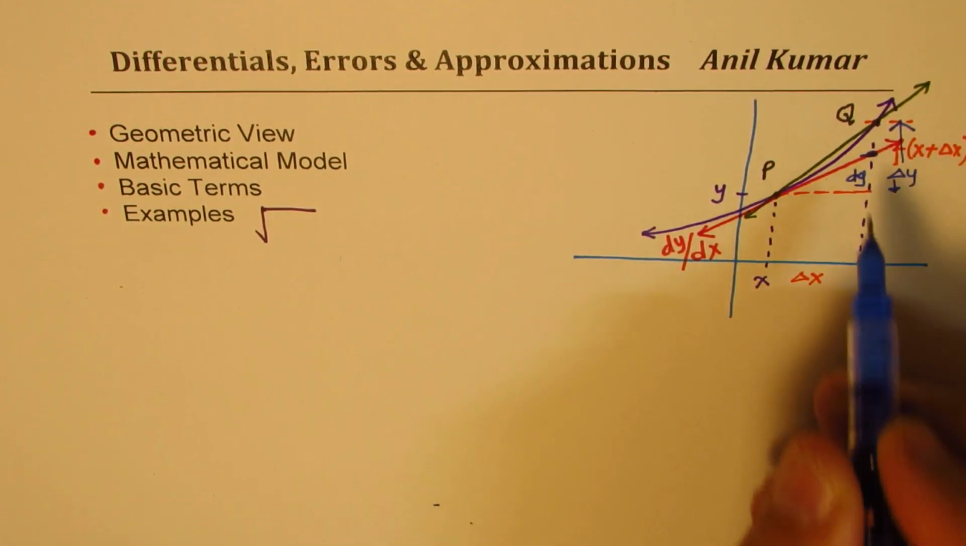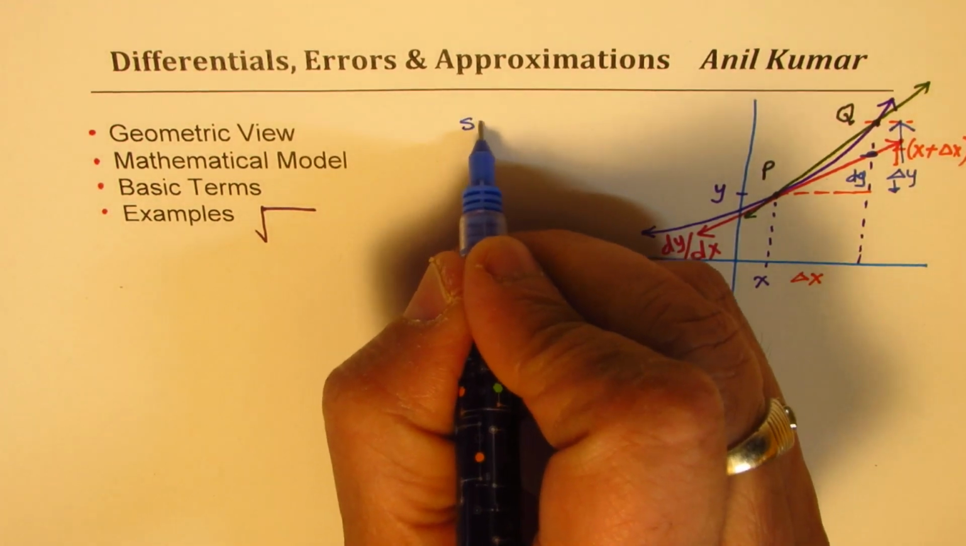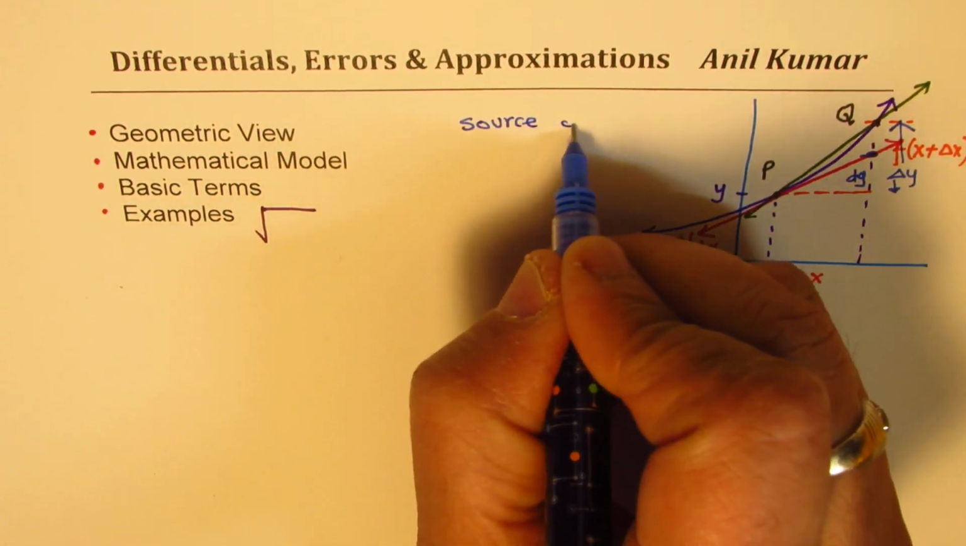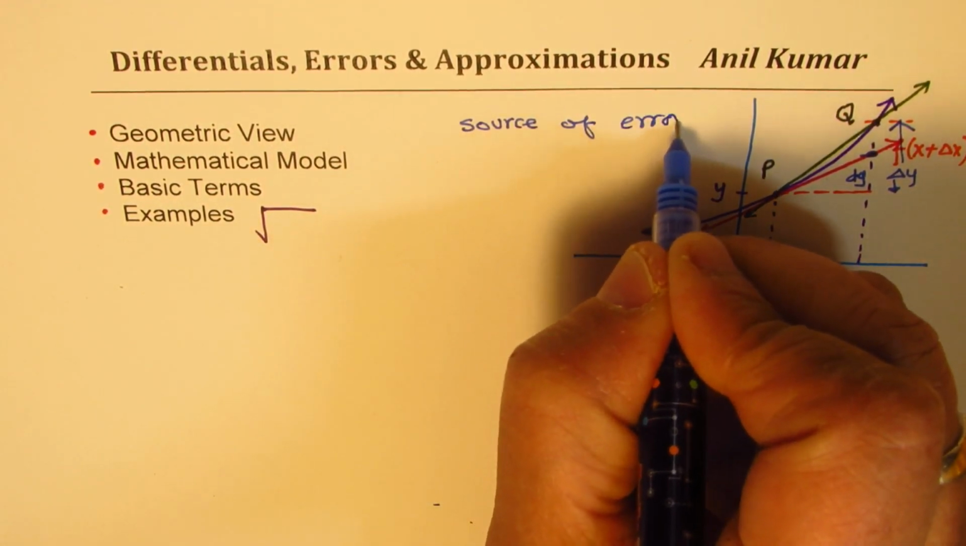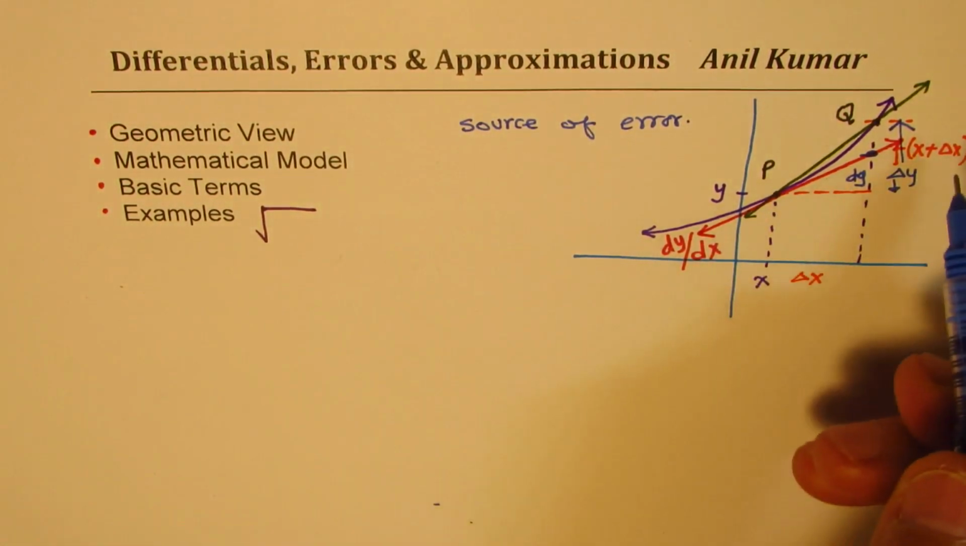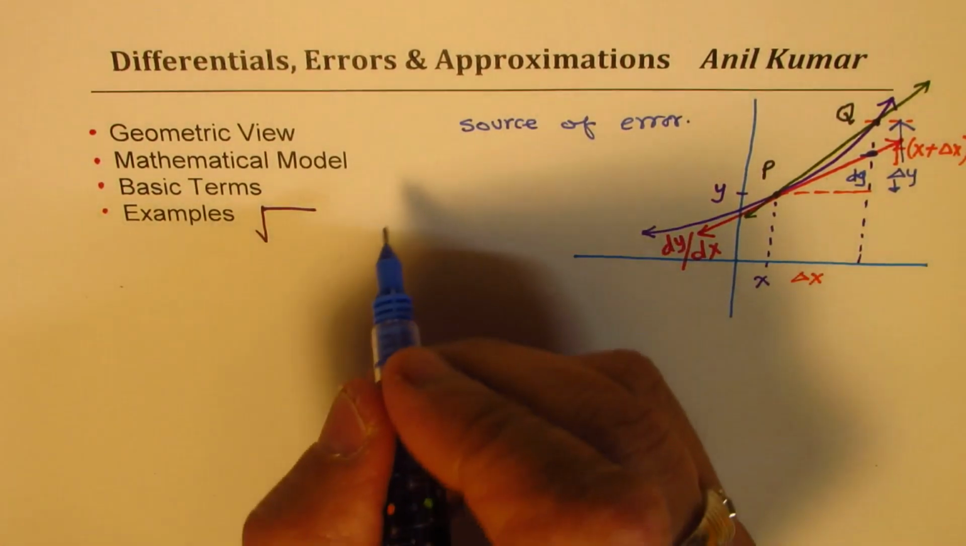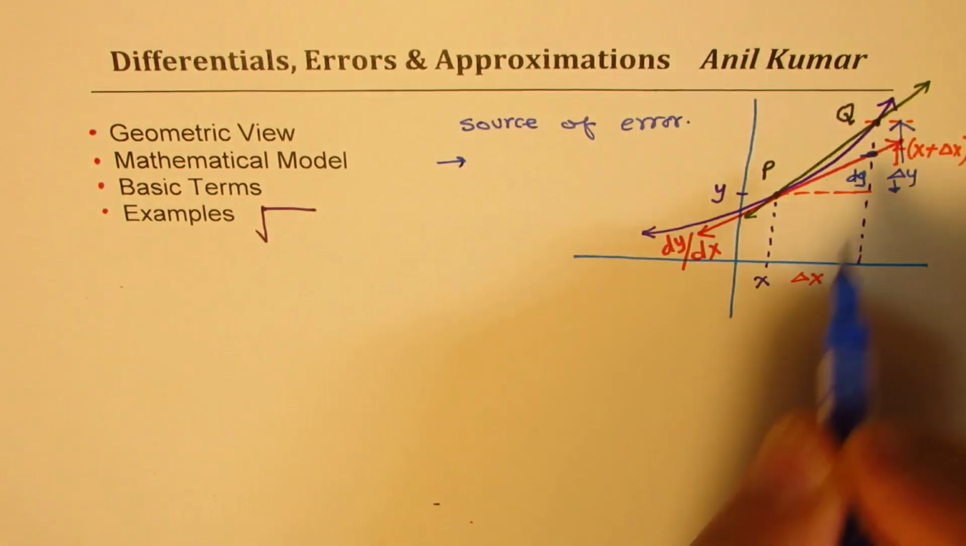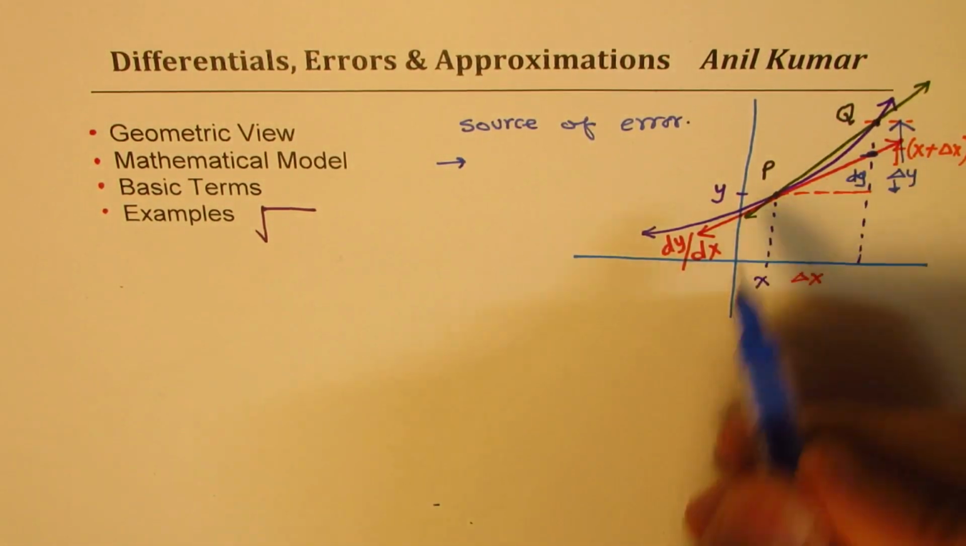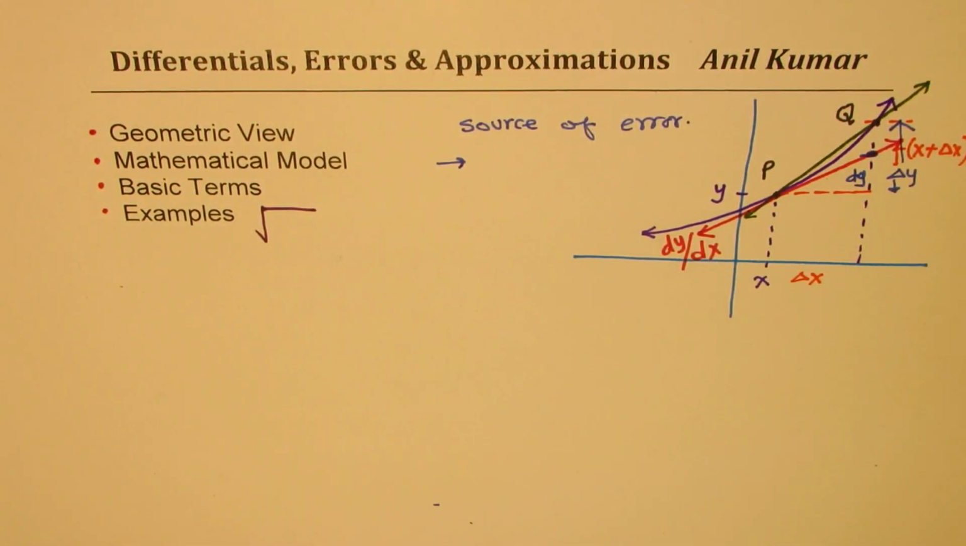So I hope you have understood the source of error. The source of error is because we are working on the approximation, right? So that is why we get this source of error. Correct? So I hope this geometry is very clear to you, right?